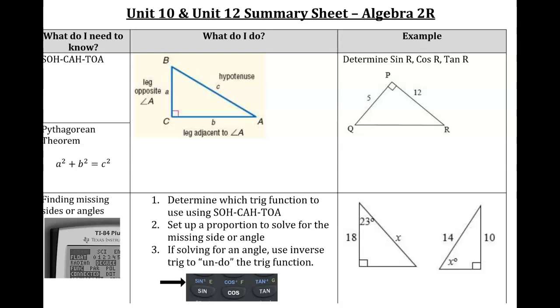Hello, this is your Algebra 2R trig review. First, we're going to look at using SOHCAHTOA and Pythagorean theorem.